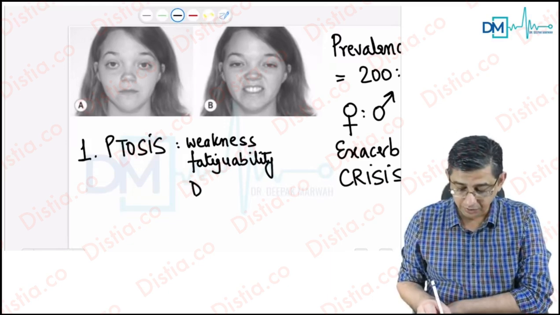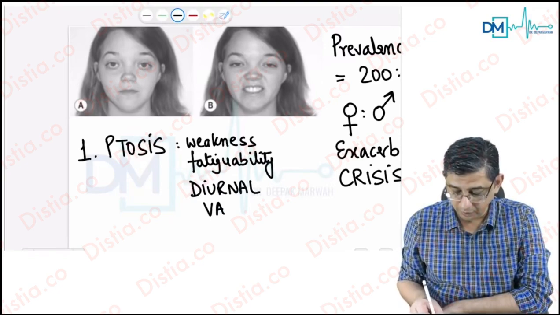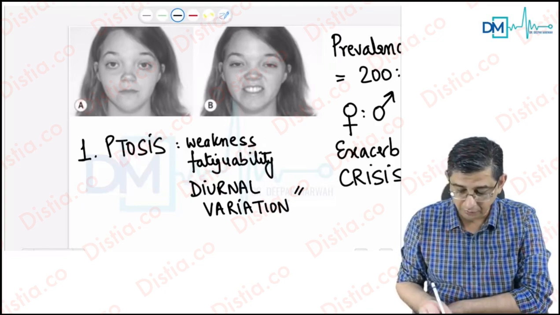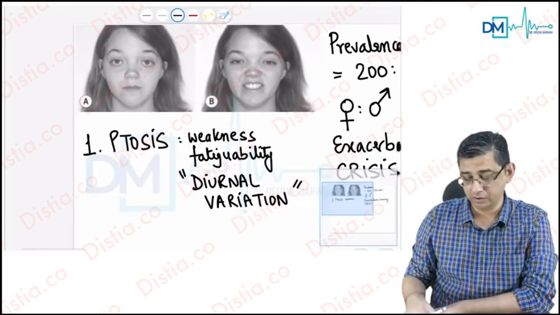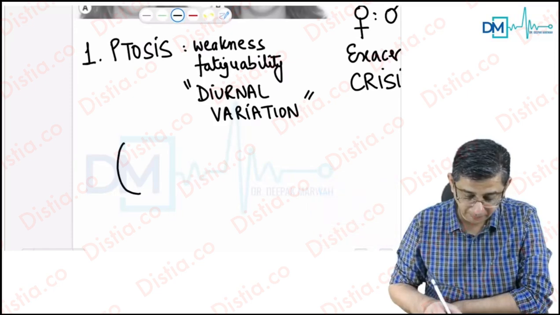But if you read a question that describes that the patient is okay in the morning, but by evening hours there is development of symptoms, if diurnal variation is described in a question, that definitely tells you that you are bang on track for diagnosis of myasthenia gravis in a patient. Let me explain this a little further.